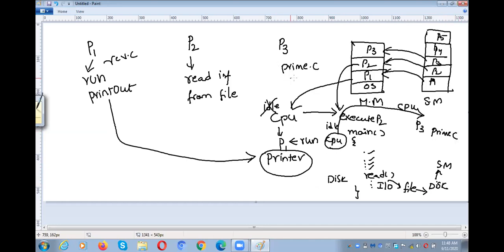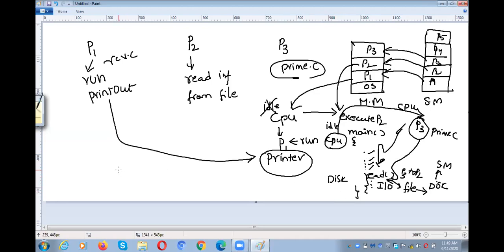Prime.c is our third program, for example. So CPU is running P3 now, right? Once CPU is busy with P3, suddenly the read operation completed. That read disk operation, and whatever information we needed to read from a file, is over. Again, we will switch the CPU from P3 to P2 to complete the remaining portion of P2.